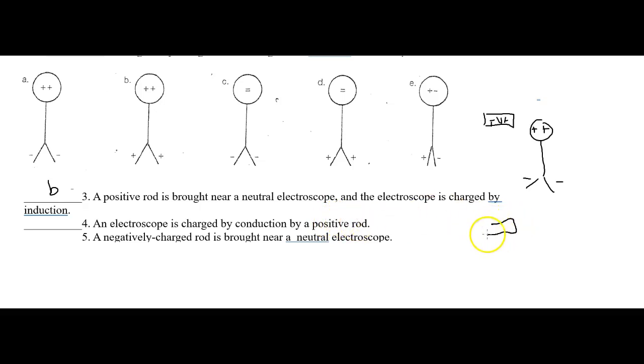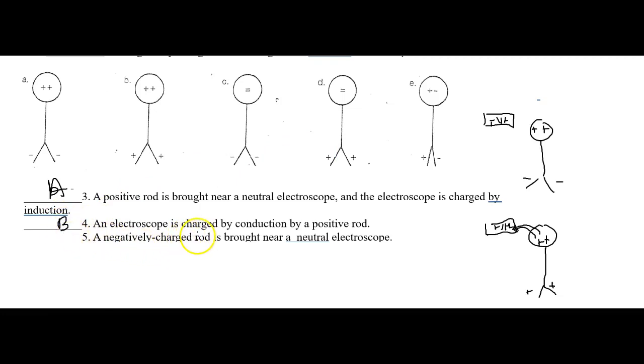Next, the electroscope is charged by conduction by a positive rod. So if I touch it, what happens here is the electrons jump off onto the rod. That means I have fewer electrons, so the top and bottom, the electrons spread around and all the positives are revealed everywhere. And so again, that would be, oh, I'm lying. The first answer wasn't B. The first answer was A, right? Because that's positive on top, negative on the bottom. This is B. There we go.